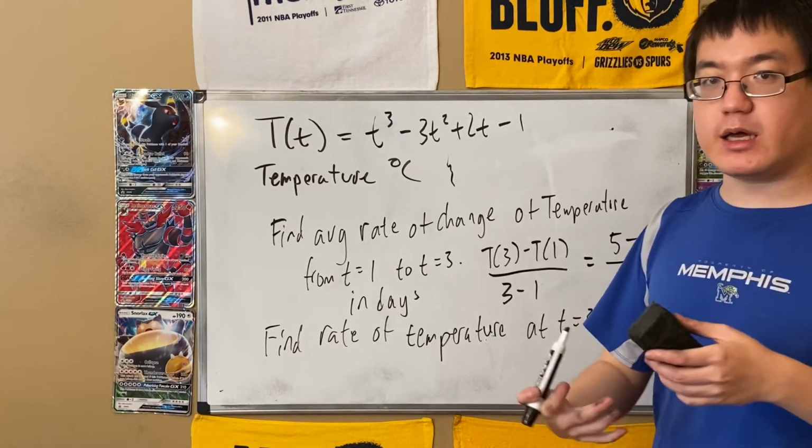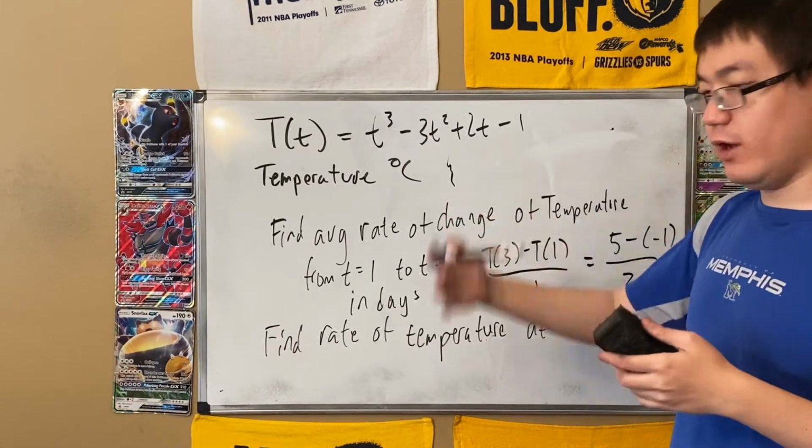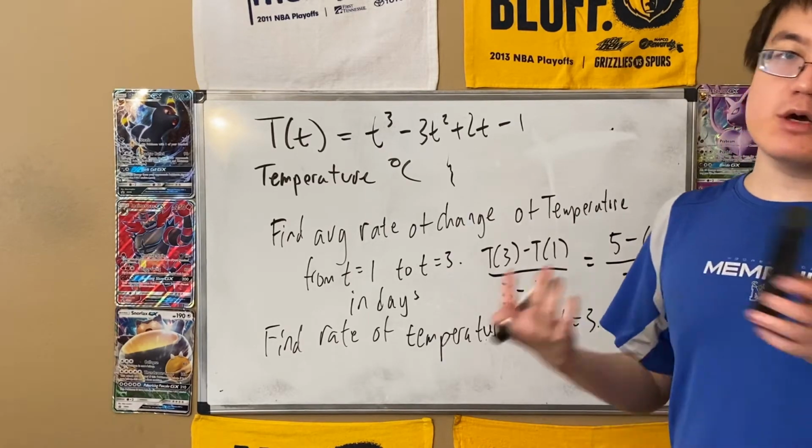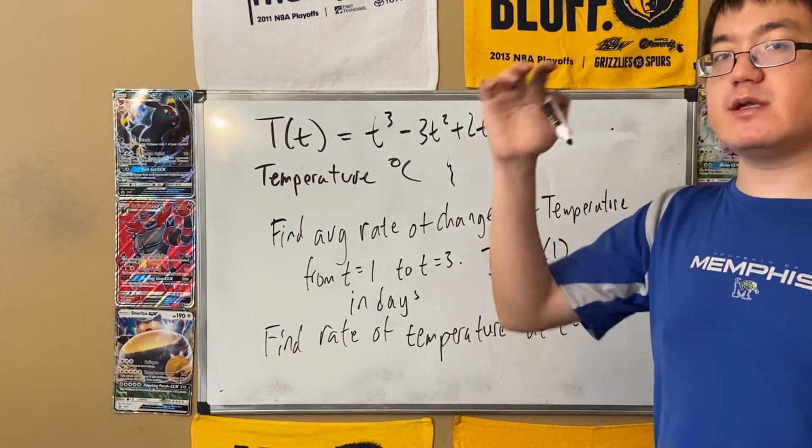So every single day, on average, the temperature is increasing by 3 degrees. If it was negative, negative is okay when you have rates. That just means the rate is decreasing.